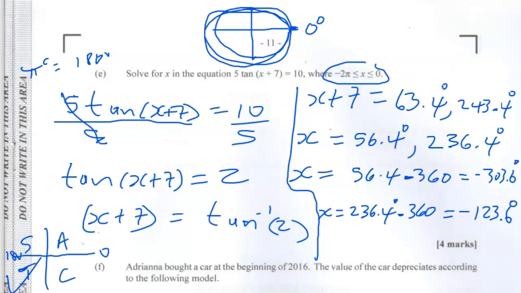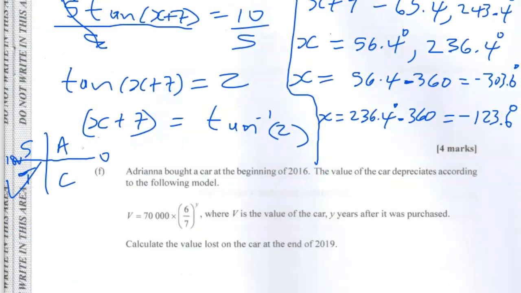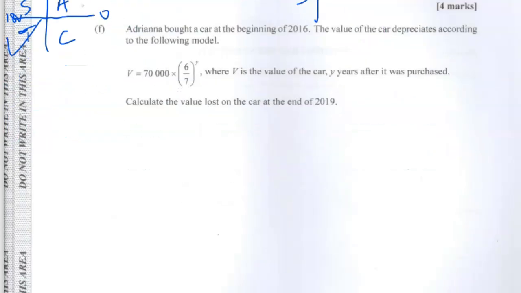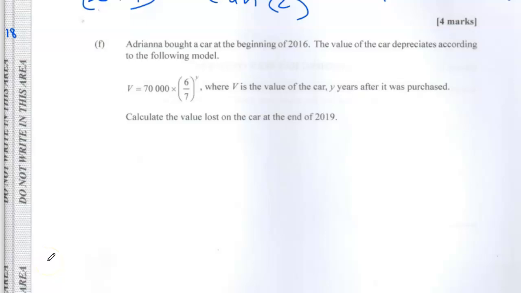Alright, let's move on to part F. This should be the final part. Part F. A journal bought a car at the beginning of 2016. The value of the car depreciates according to the following model. And the model is V, the value, is 70,000 times 6 over 7 to the power of Y, where V represents the value of the car and Y represents years after the car was purchased.